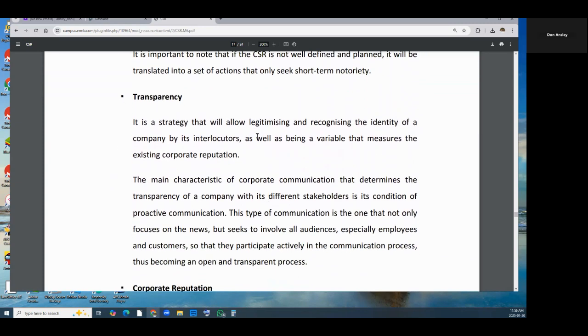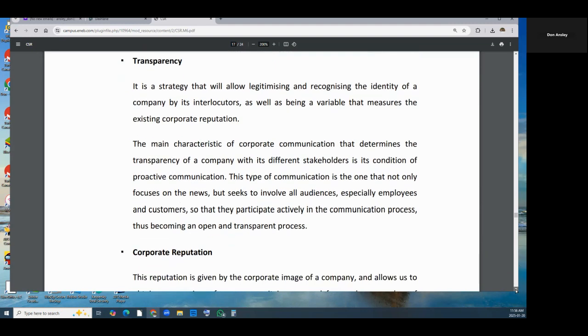Transparency is a strategy that will allow legitimization and recognizing the identity of a company by its interlocutors, as well as being a variable that measures the existing corporate reputation. The main characteristic of a corporate communication that determines the transparency of a company with its different stakeholders is its condition of proactive communication. This type of communication not only focuses on the news, but seeks to involve all the audiences, especially employees and customers, so that they participate actively in the communication process, becoming open and transparent.